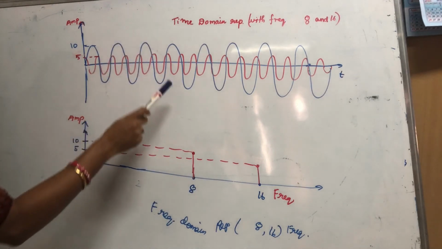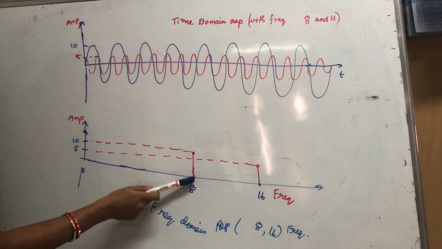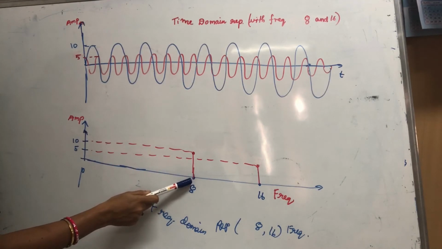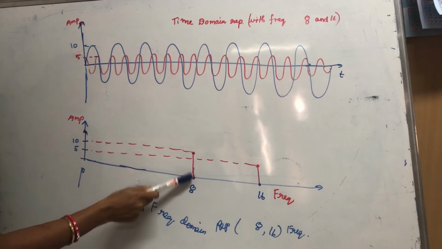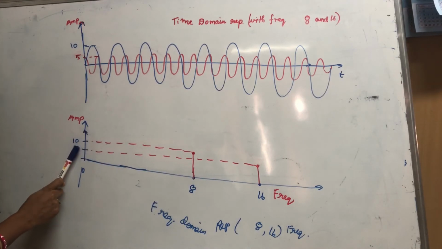The blue curve can be represented in frequency domain representation like this. It is of frequency 8, so at the 8th position we draw a small spike, and it has an amplitude of 10.